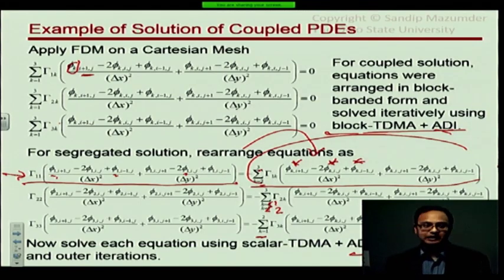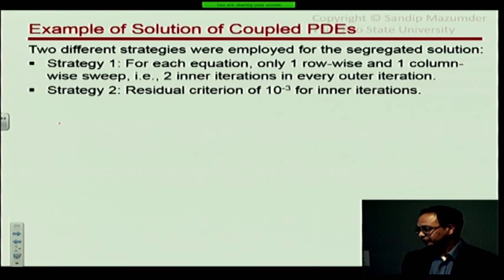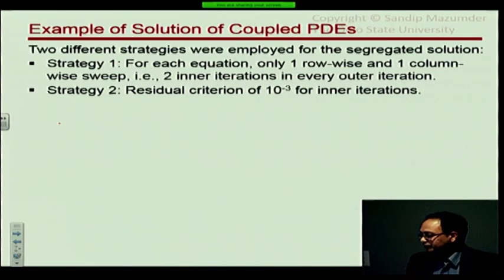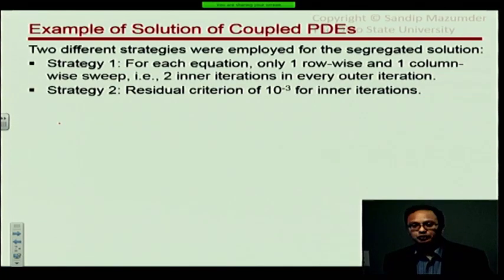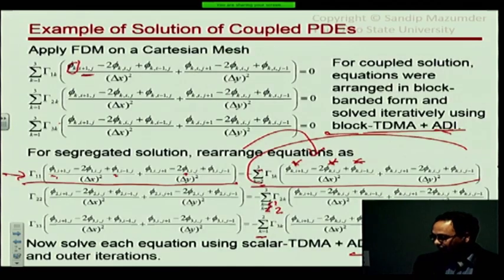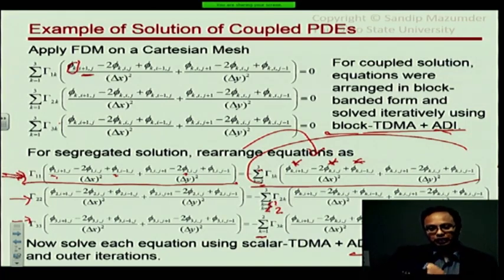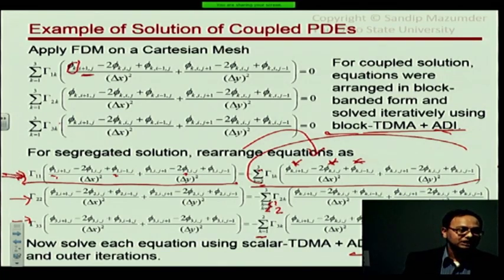For both cases, for the segregated solution, I tried two strategies. The first strategy is where for each equation, only one row-wise and one column-wise sweep, that is 2 iterations per outer iteration. So when I solve these equations individually, what I'm doing in strategy 1 is I'm just going through one row-wise sweep, one column-wise sweep, and then I'm saying, okay, now move over and solve the next equation. I'm not solving them completely because I know things are going to change in the outer iteration anyway.